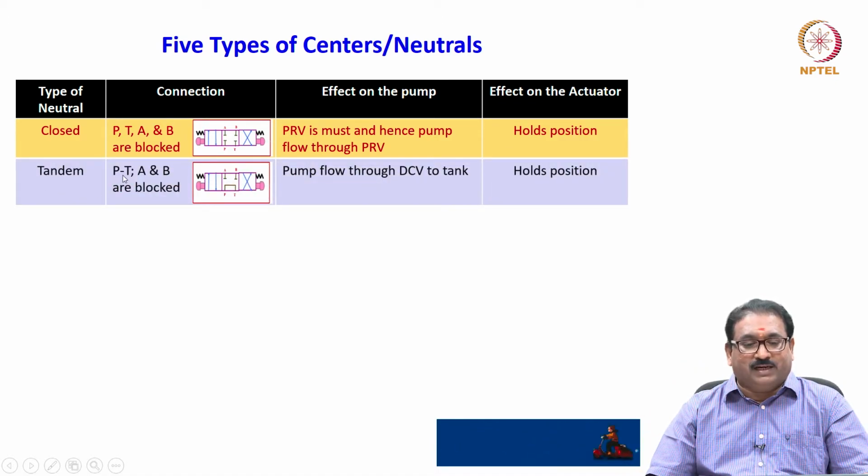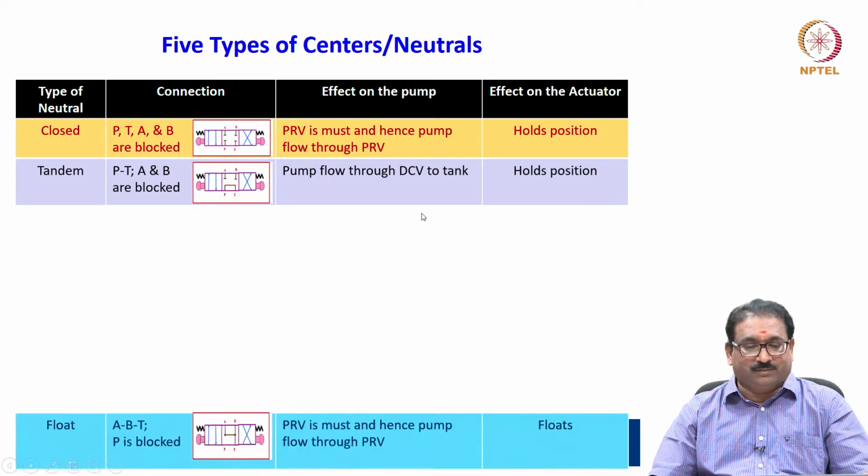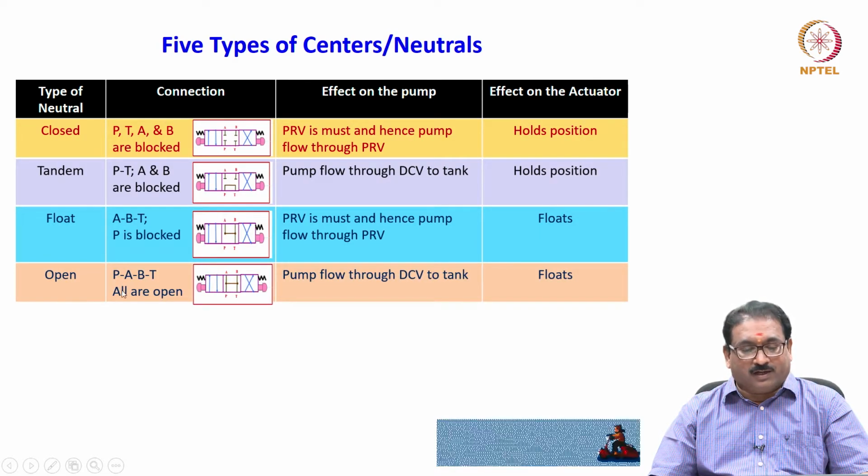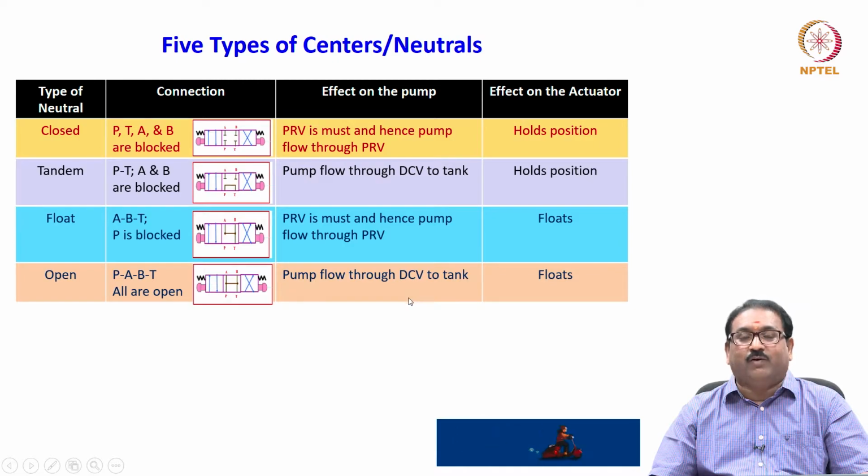Tandem center, P is connecting to T, A and B are blocked. Pump flow goes through the DCV to tank. No need to worry about the pressure relief valve here. It is a holding position, pressurized condition. Float, A and B are connecting to tank, P is blocked, then the PRV is a must and hence pump flow goes through the PRV. Here it floats. Open center, all are interconnected. Then pump flows through the DCV to tank, no need to worry about the pressure relief valve. Here it will float.